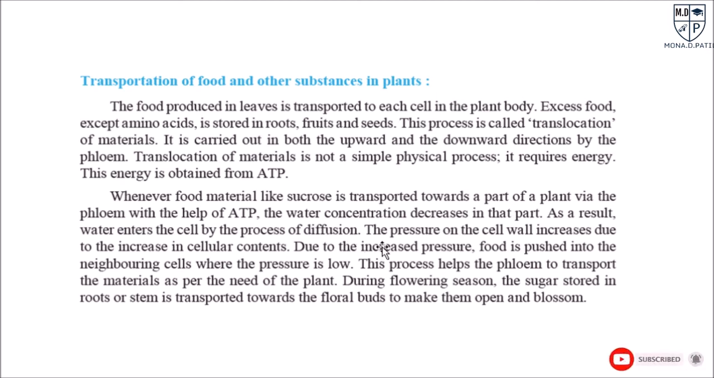Okay, and the pressure on the cell wall increases due to the increase in cellular content. Due to the increased pressure, food is pushed into the neighboring cell where the pressure is low. This process helps the phloem to transport the material as per the need of the plant. During flowering season, the sugar stored in the roots or stem is transported toward the floral buds. Floral means flower buds, to make them open and blossom. So in this way, all the movement is controlled.